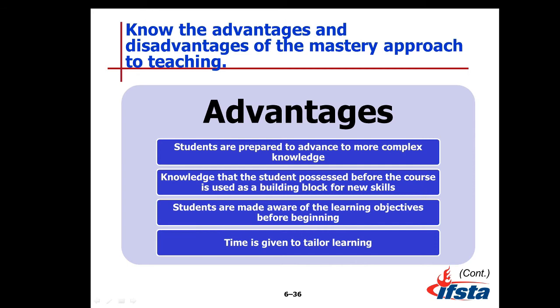The knowledge that the student possessed before the course is used as a building block for new skills. So, for example, we require in the state of Indiana that all Instructor 1 candidates must have Firefighter 1 and Firefighter 2, because that is the basic curriculum for certifying firefighters in this state. So as we go back to throwing ladders or the Chicago tool, the New York tool, the Halligan bar, the radio, the flathead axe, the students should have some sort of reference for all those things to build upon.